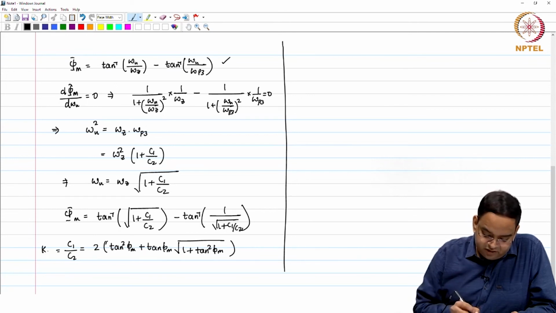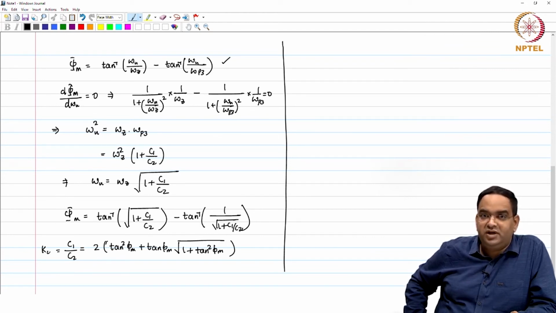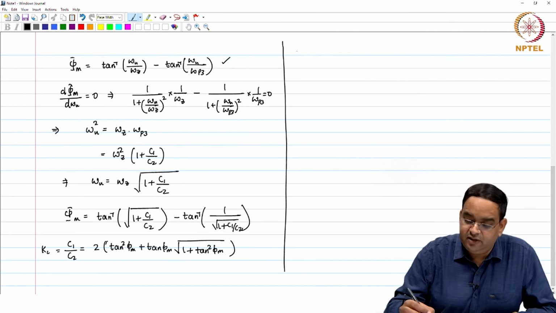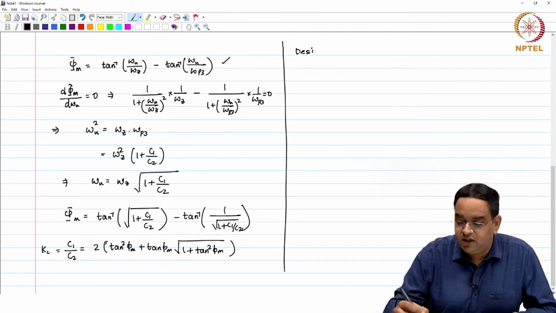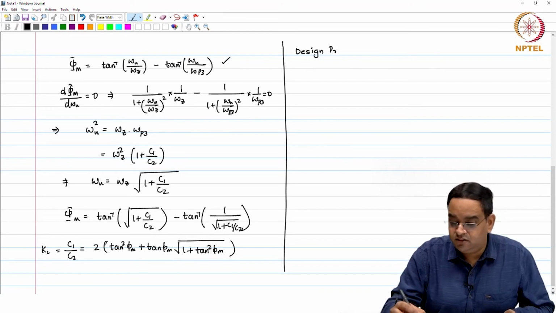Okay. This capacitor constant I will call K c. So, given the phase margin, you can find the ratio of C1 and C2. Once you know the ratio of C1 and C2, you can find the other parameters also. Let us look at the design procedure using our phase margin analysis.